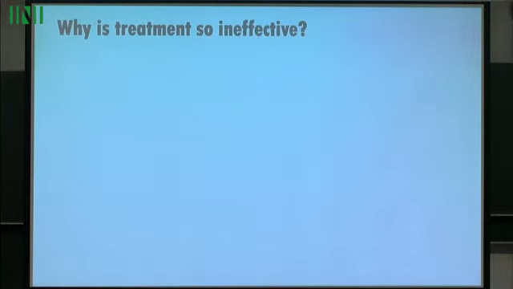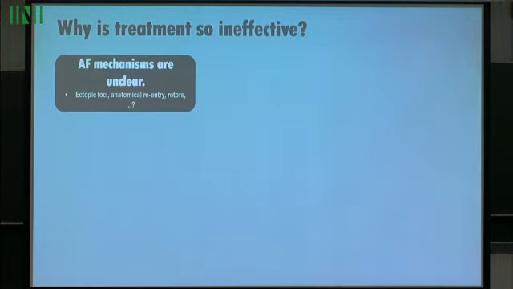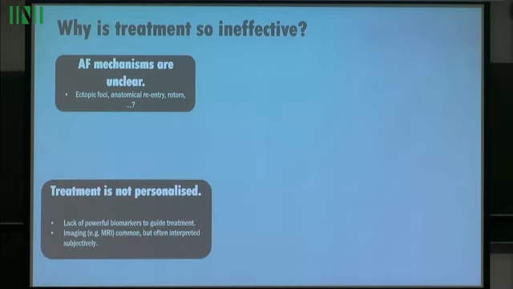So why is treatment so poor? I would say there are two main reasons. One of them is that the mechanisms that drive the disease are very unclear. What is the nature of these rogue electrical circuits that go on in the heart? It's an open debate. And another problem is that treatment is not personalized. You don't have biomarkers that can help you guide a decision on whether this patient would respond better to this treatment. You're just trying everything in the hope that something will work.